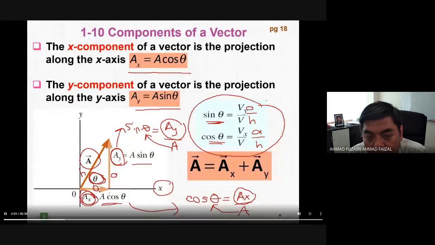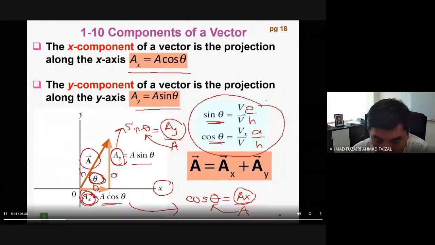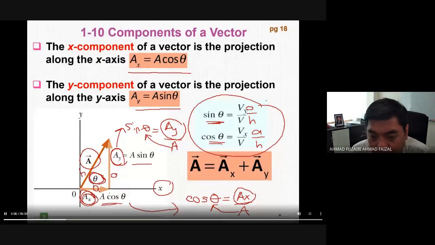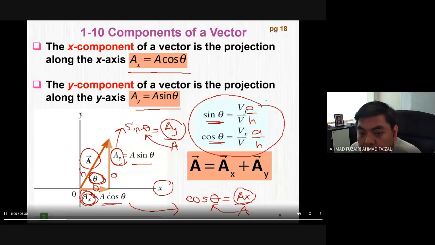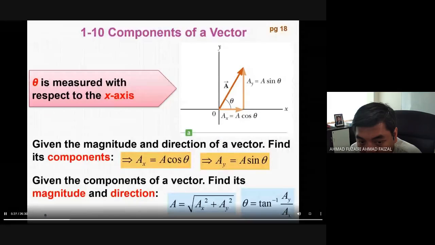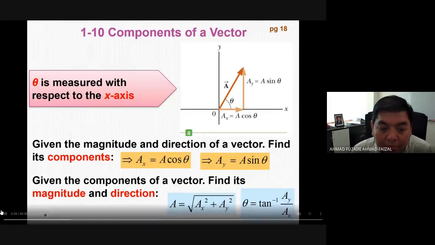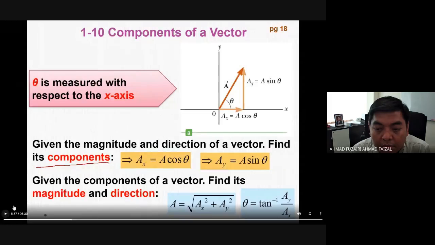Okay, so now if you want to find the summation of the components of vector A, automatically vector A is equal to the components of vector A, I mean this one is AX plus AY. Okay, so here, given the magnitude and direction of a vector, we find its components.